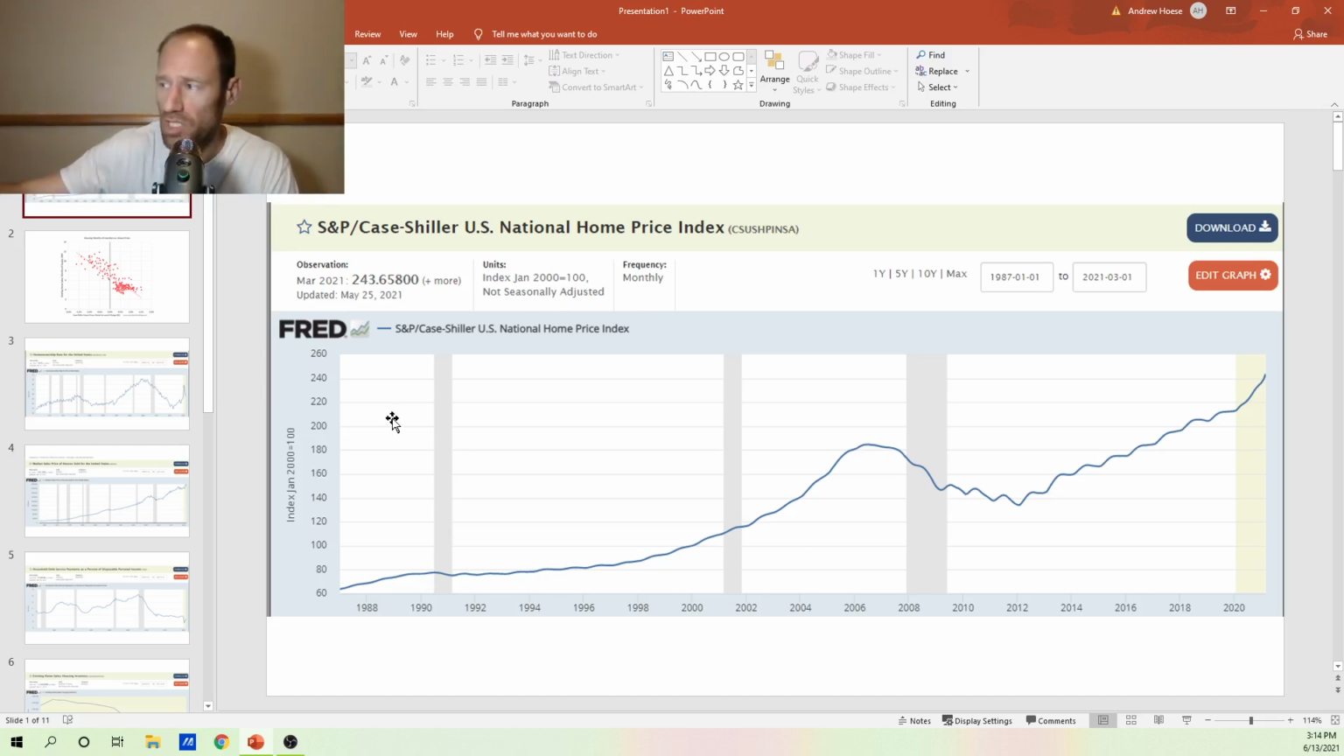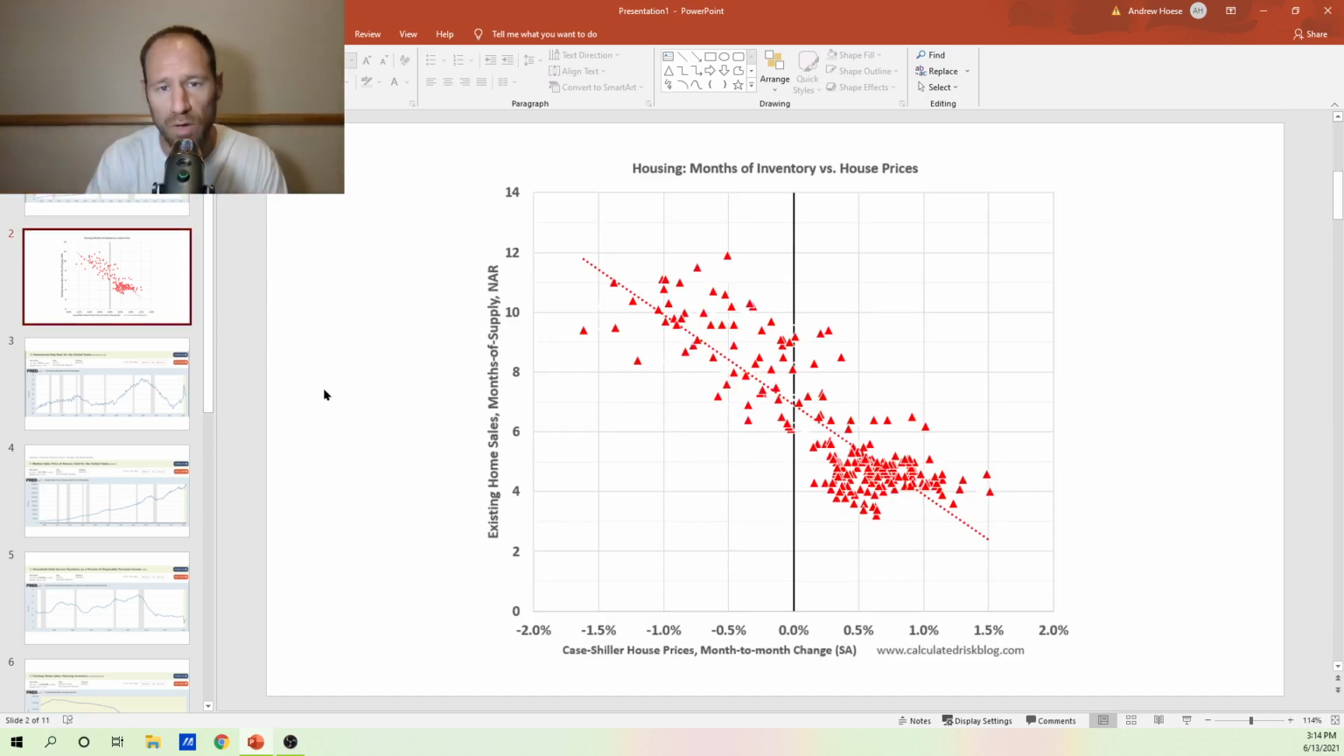So this is the Case-Shiller U.S. Price Index. This is what everyone's focusing on. We've got a clear break of the old-time highs. It's running. We are in a strong uptrend. Inventories are low, and I'll show you all that in the next slides here. So the next slide here, what I'm showing you is the housing months of inventory versus house price. And on the left is existing home sales in months of supply. On the bottom is when it goes below a certain months of inventory, and the clear cutoff is 6 months.